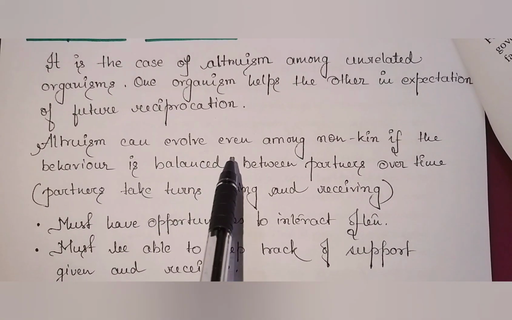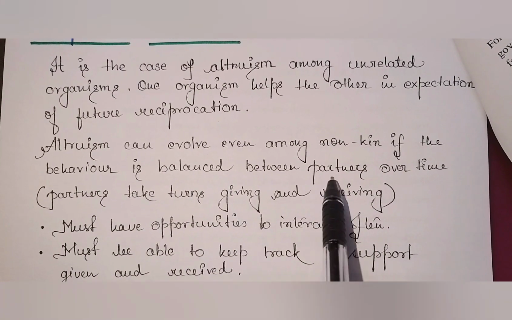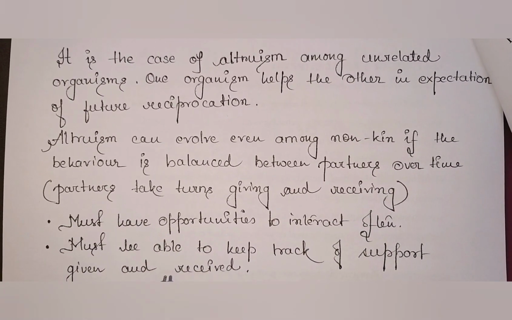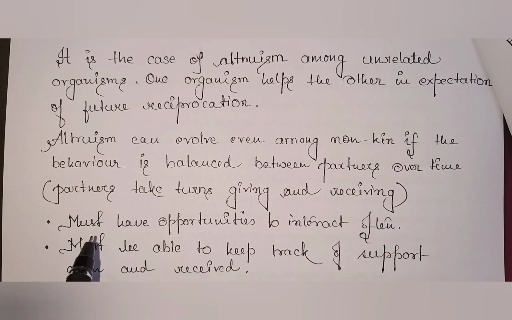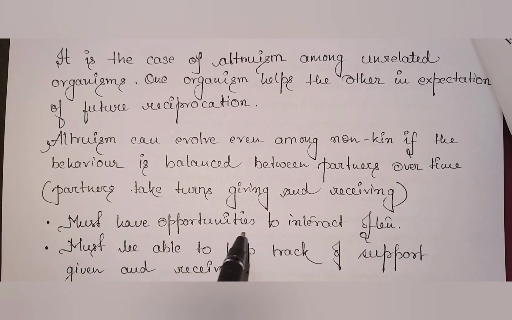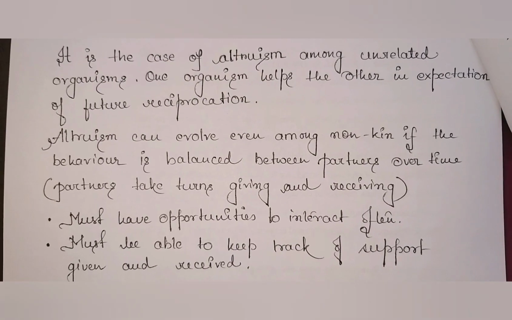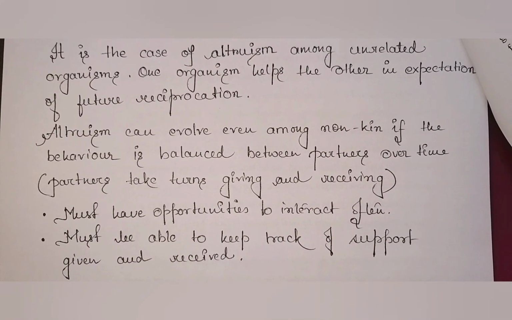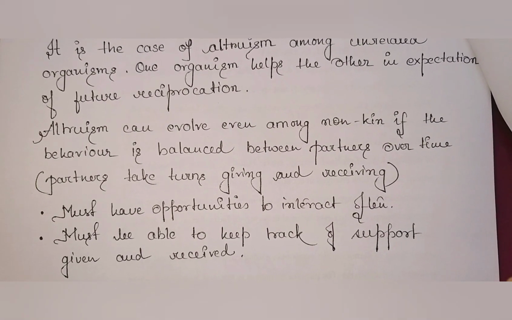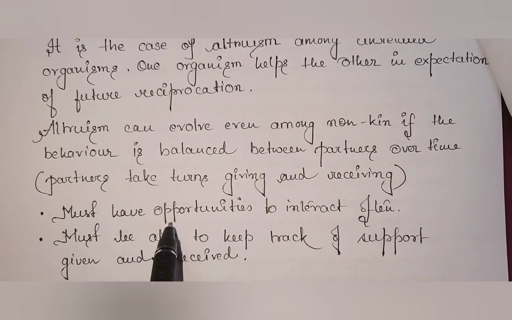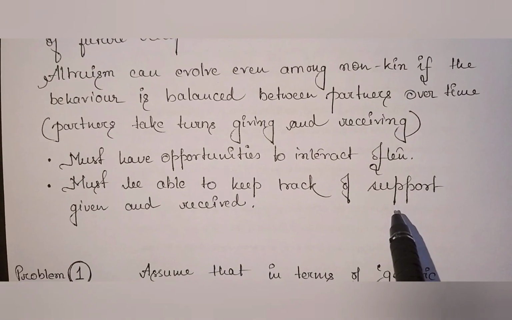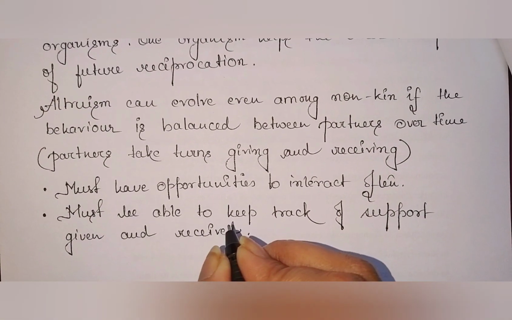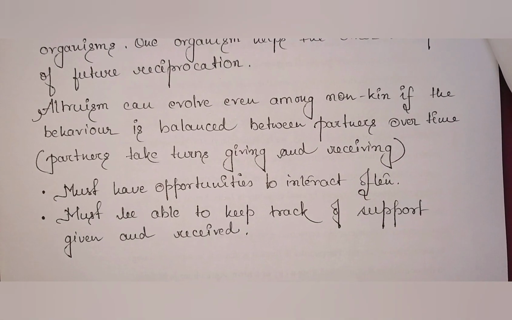So altruism can evolve even among non-kin if the behavior is balanced between partners over time. So what happens here? Partners take turns giving and receiving. Now to achieve this, some conditions are there: they must have opportunities to interact often. If you help your friend and then you bid farewell forever and go to some other country, some other island, and you never meet, then how will your friend reciprocate that to you? How will your friend give you back something? So you need to interact often. They must be able to keep track of support being given and received. So there should be an account which has to be maintained, as to how much of support you are giving and how much you are receiving.